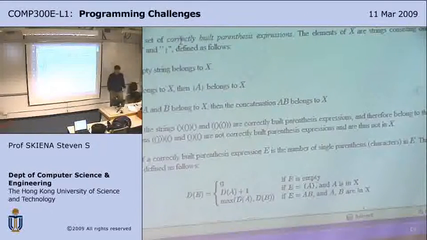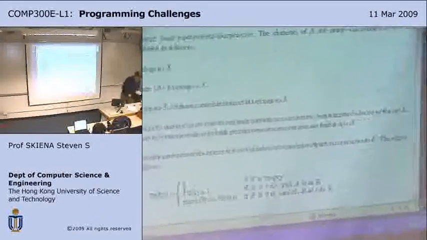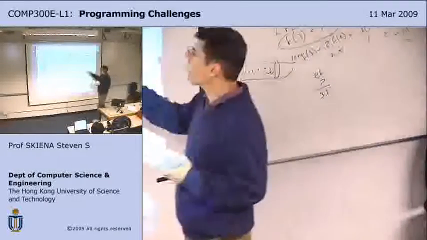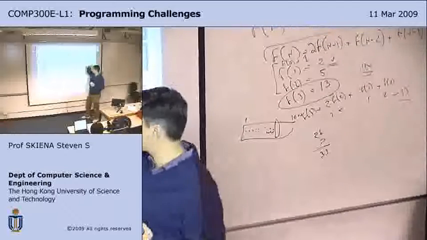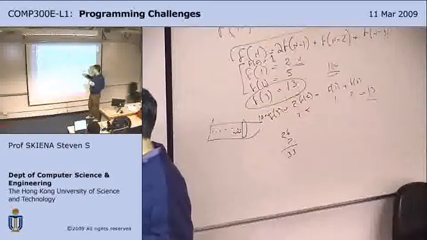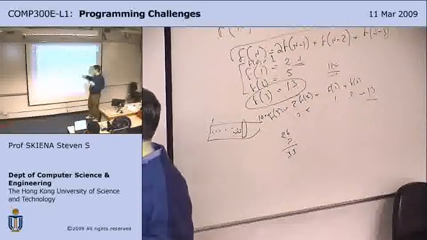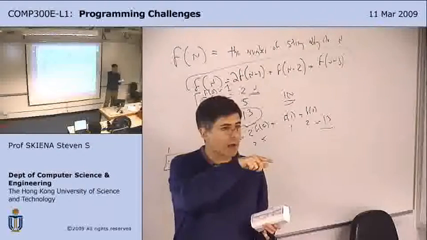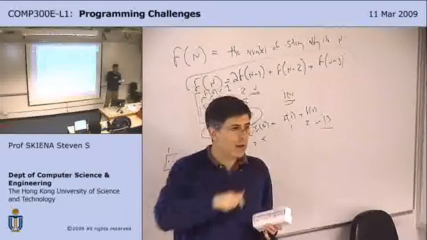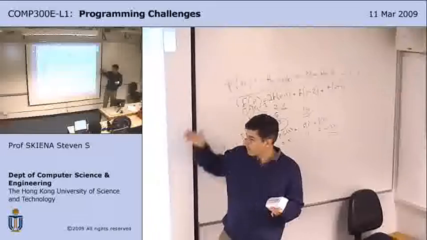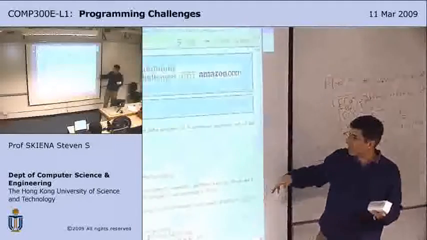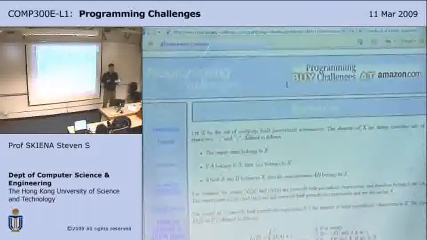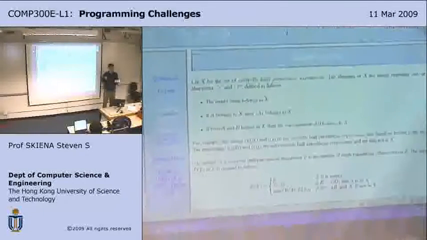Yes? Given the string length and the depth, find how many possible ways the string could be. Okay, so we want to find correctly parenthesized expressions with the property that it uses no more than n parentheses, where n, I guess, counts both left and right parentheses, right? So n is always an even number. Is that right? And the depth of it, the nesting depth, has to be less than or equal. Is it less than or equal to d or exactly d? Exactly d. Okay? Any questions about that?